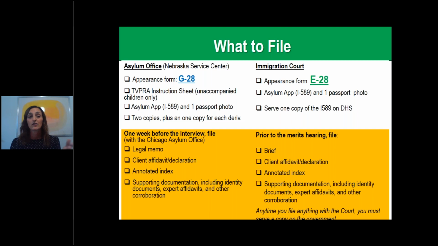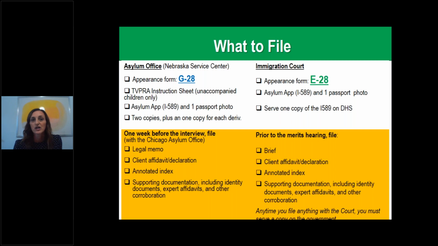And then either before your asylum office interview or before your merits hearing, you're filing very similar documents as well. And you're going to spend the bulk of your time working on these documents. So in both cases, you're preparing either a legal memo or a brief. This is where you're going to outline those asylum elements, and you're going to establish your client's eligibility for asylum, and you're going to make your legal arguments there.